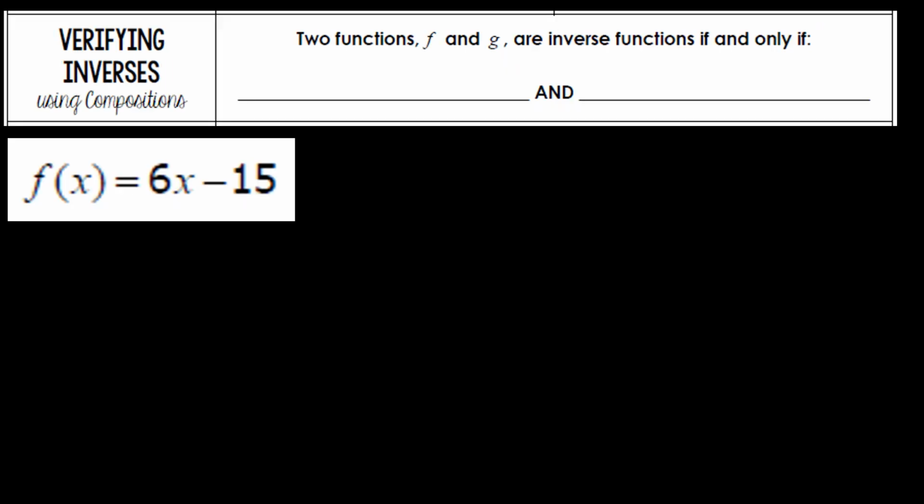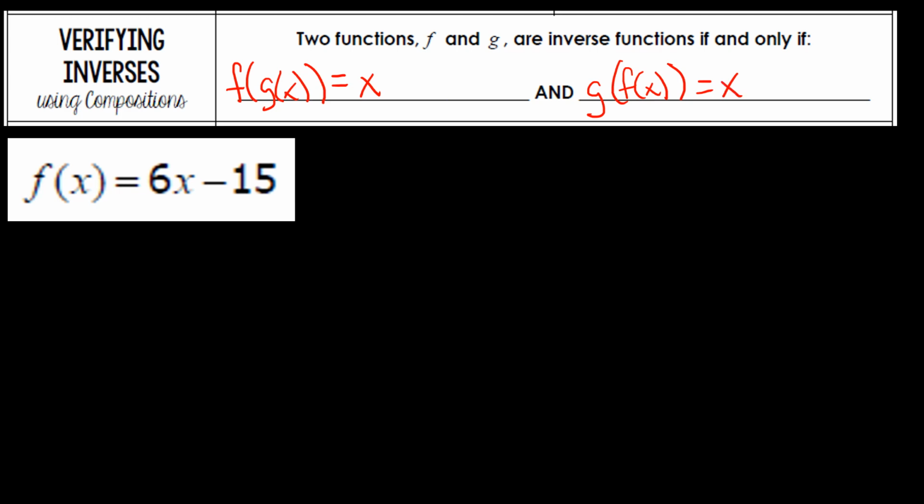So when we're verifying inverses, we know that, let's say we're given two functions, f and g, they are inverses if and only if we take g of x and we compose it into f of x. In other words, we put it inside the other one, and it equals x. But we also want to be sure that when we do the opposite, when we take f of x and compose it inside g of x, we should also get x.